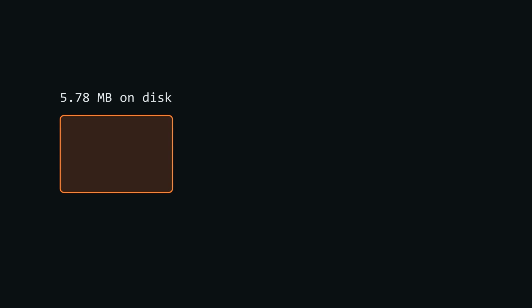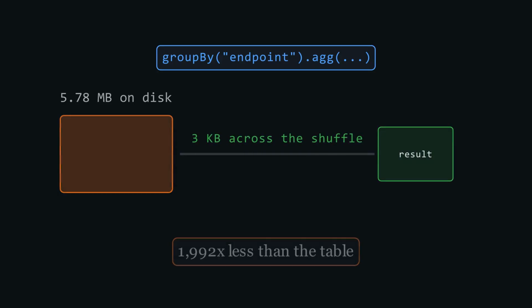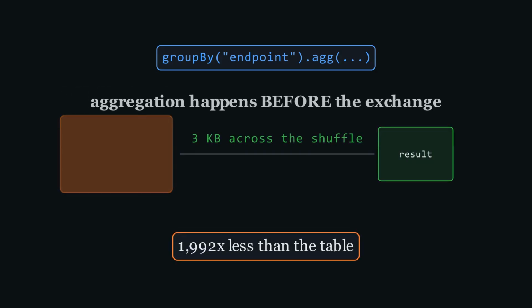Your table is 5.8 megabytes on disk. The GroupBy that reads every row of it writes 3 kilobytes to the shuffle, 2,000 times less, because the aggregation happens before anything crosses the network.